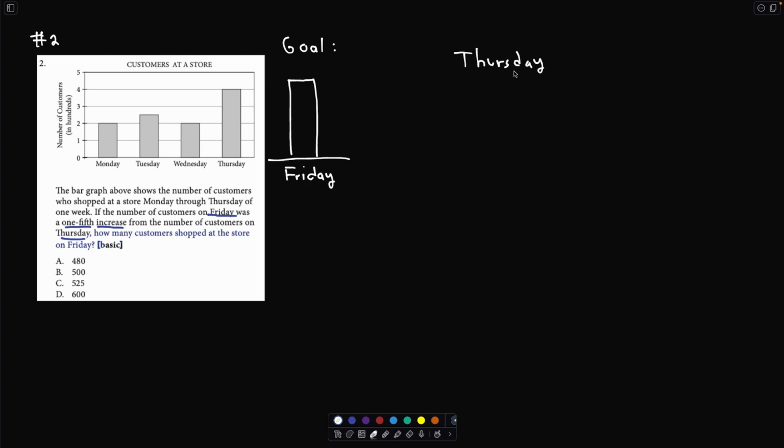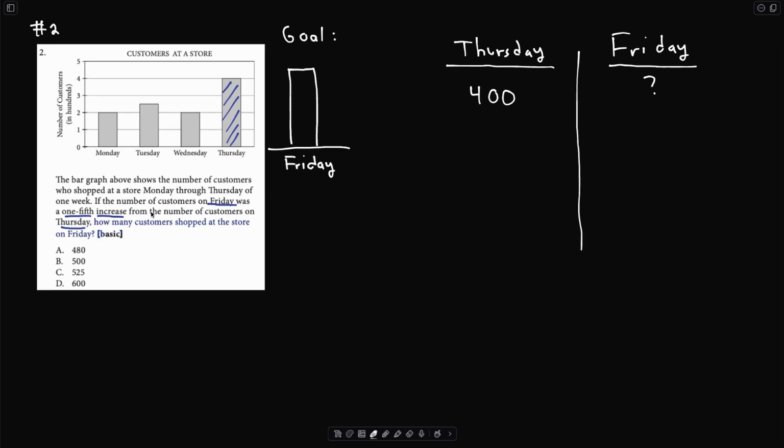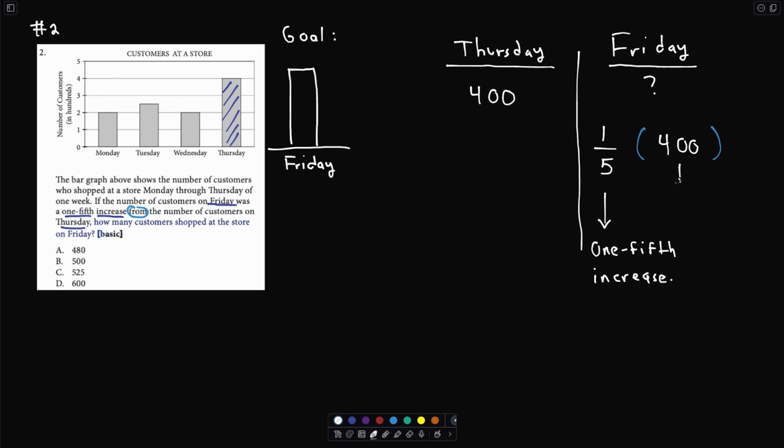So we could write this out as Thursday, and we could write this out as Friday with a question mark. And we need to use Thursday to find out Friday. So Thursday goes all the way up to 4, which is in hundreds. So Thursday is 400 customers. And then they say if the number of customers on Friday was a 1/5 increase, so Friday increased by 1/5. It's 1/5 of 400 because of a 1/5 increase. And 400 is the number of customers on Thursday.